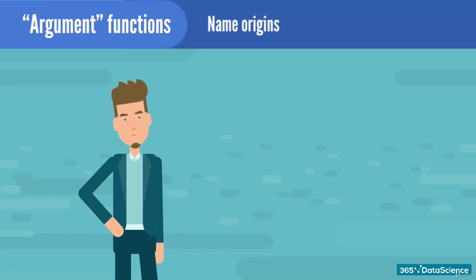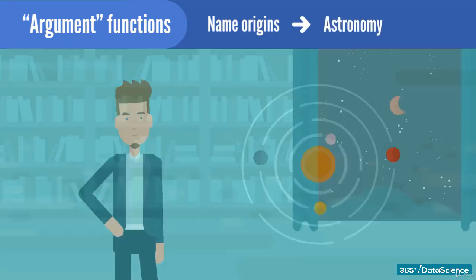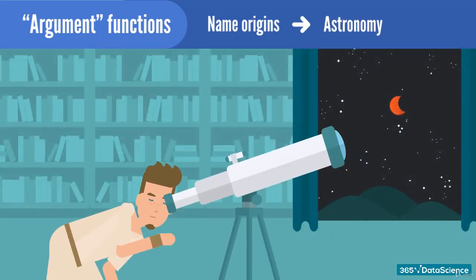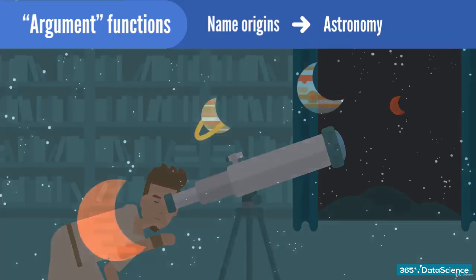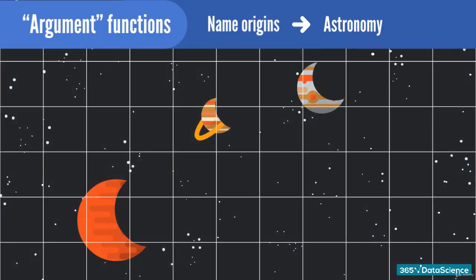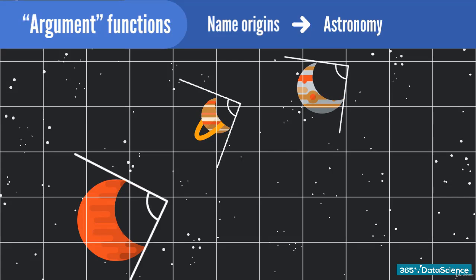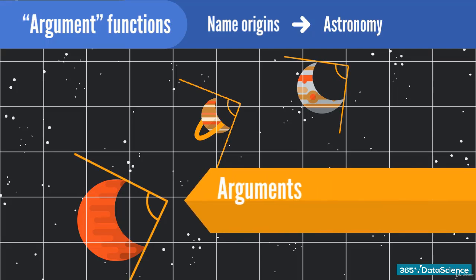Somewhat surprisingly, the first such usage of the term comes from astronomy. Centuries ago, astronomers would look at a planet's position in the night sky and use tables to determine where it sits in space. These tables would be filled based on the angle at which the celestial objects reflect light, and those very same angles were called arguments. The name literally translates to that which elucidates something else.